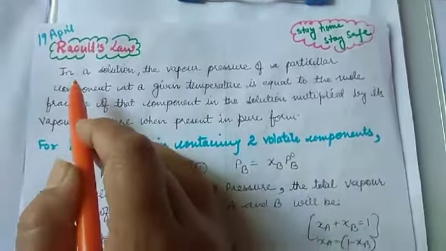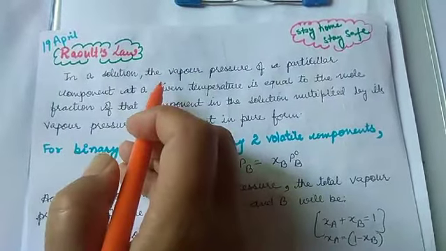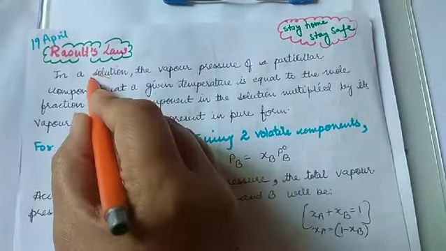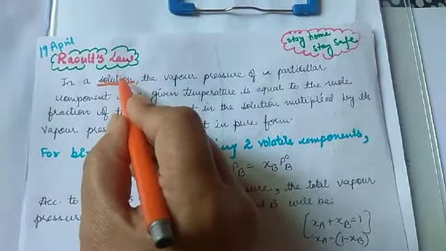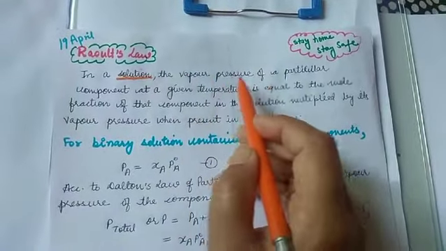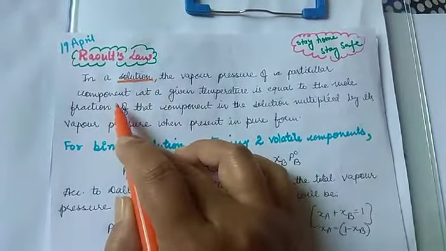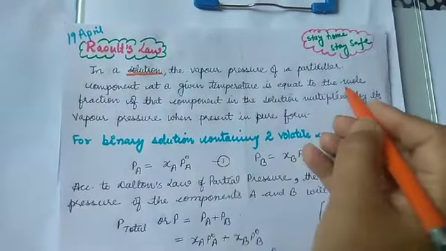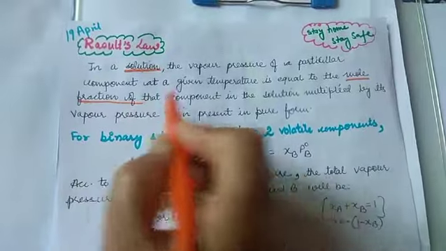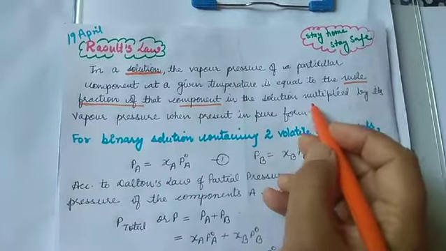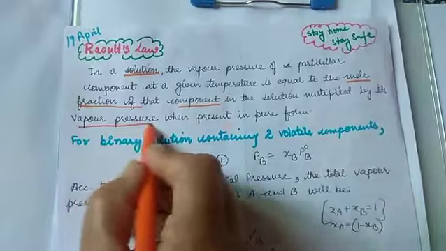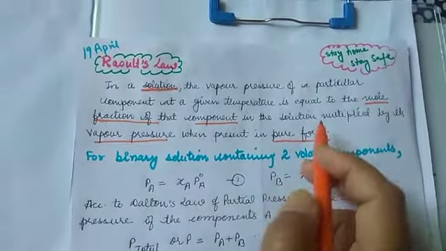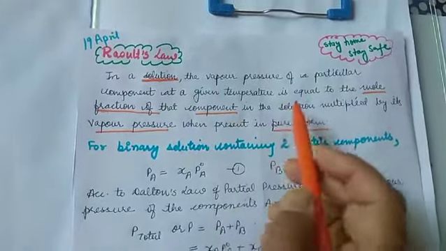First of all, we will deal with the definition of this law. In a solution, we have already done what a solution is, that is solute plus solvent. The vapor pressure of a particular component at a given temperature is equal to the mole fraction of that component in the solution multiplied by its vapor pressure when present in pure form. Now, what do you mean by all these words?